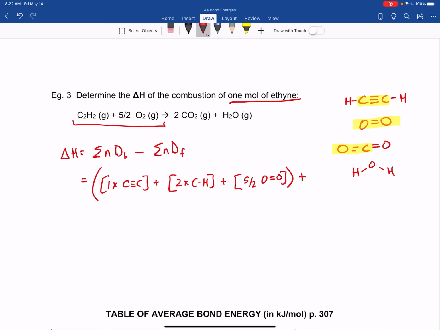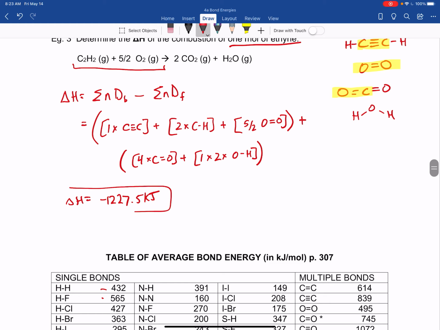That's reactants. Plus our products, which were 2 of the carbon-oxygen double bond, right? 2 of those per molecule, and there were 2 molecules, so we need to factor that in as 4. And then there's 1 water molecule, which has 2 of the oxygen-hydrogen single bonds. So using the values that you get there, I'm just going to simplify this. I'll allow you to try that. Negative 1,227.5 kilojoules for the entire reaction. Okay, so that's the enthalpy change.